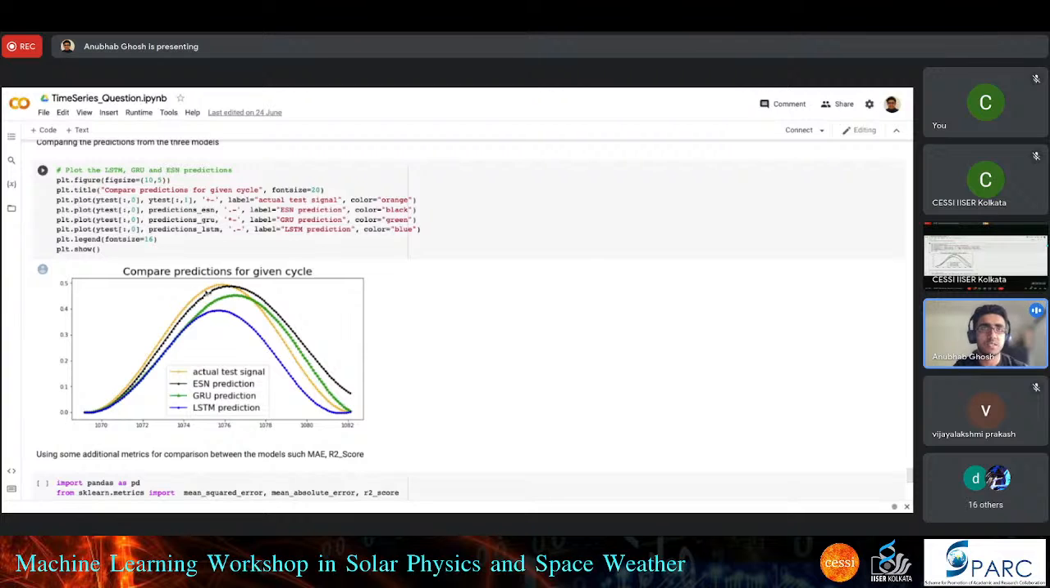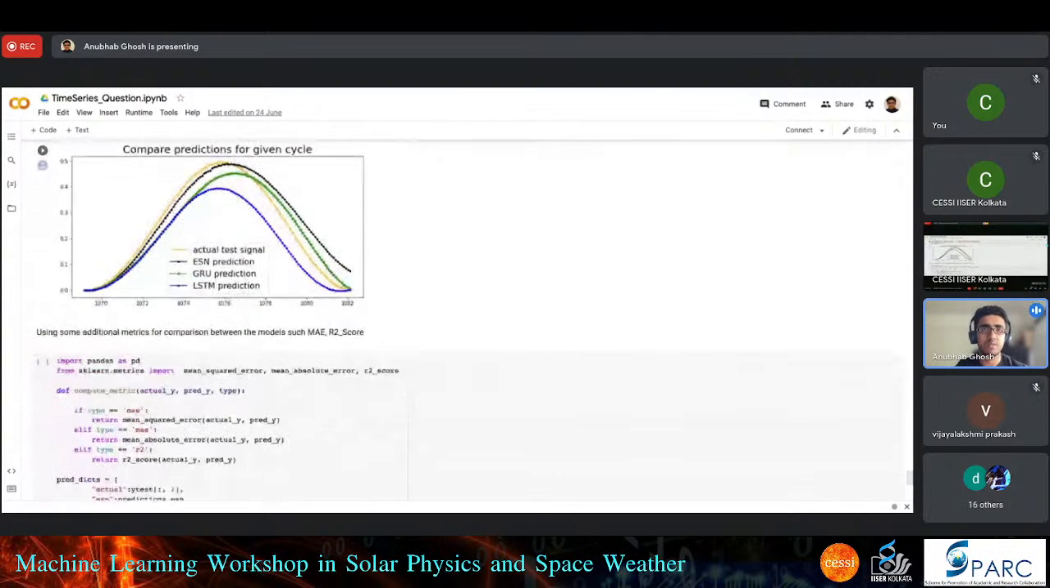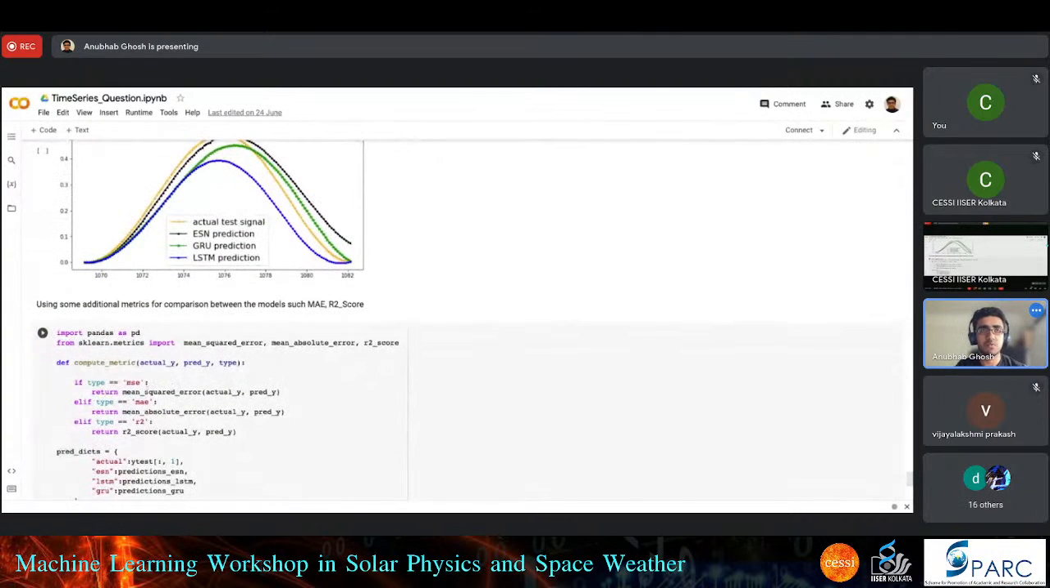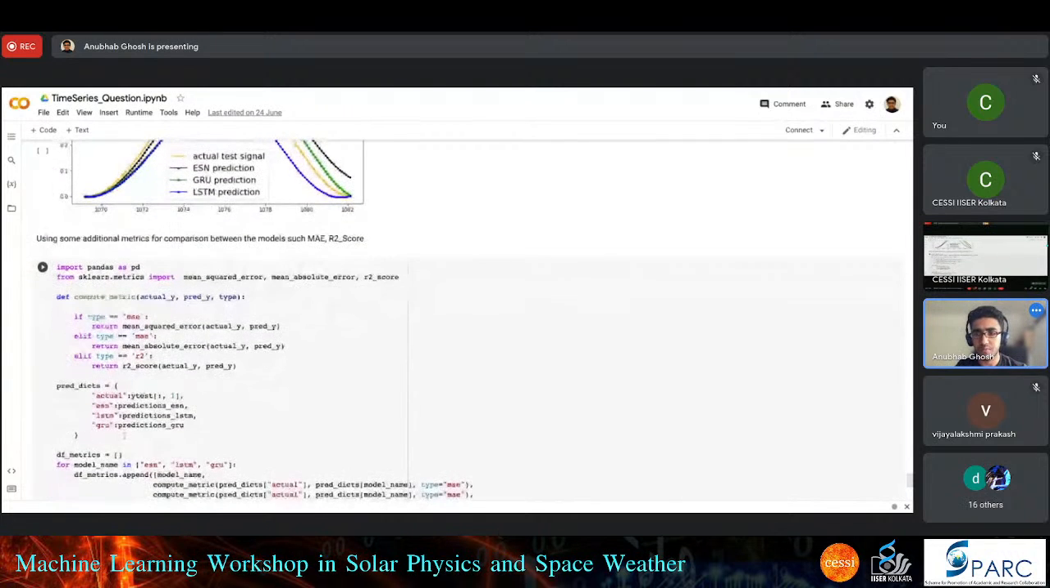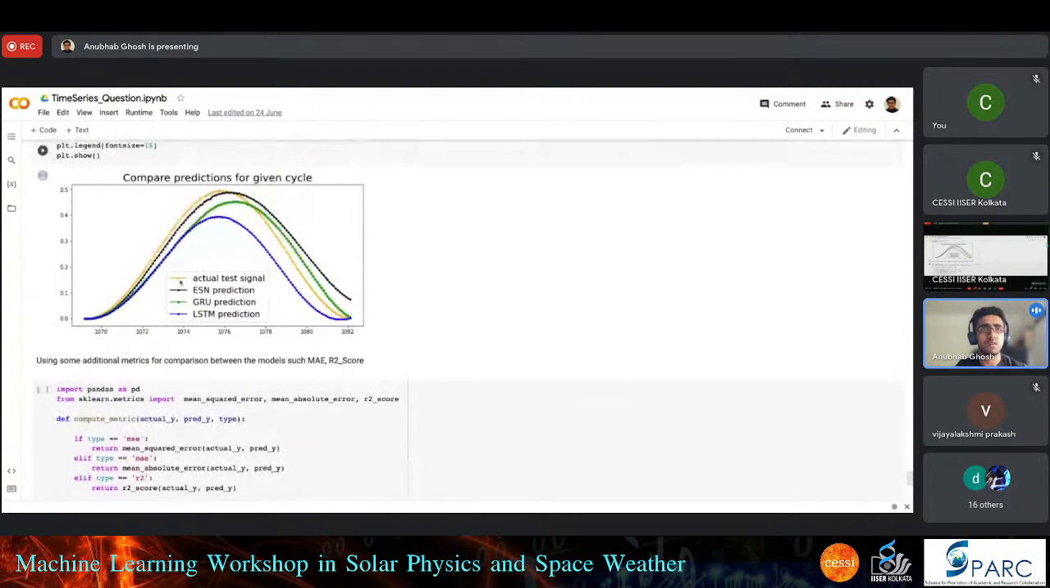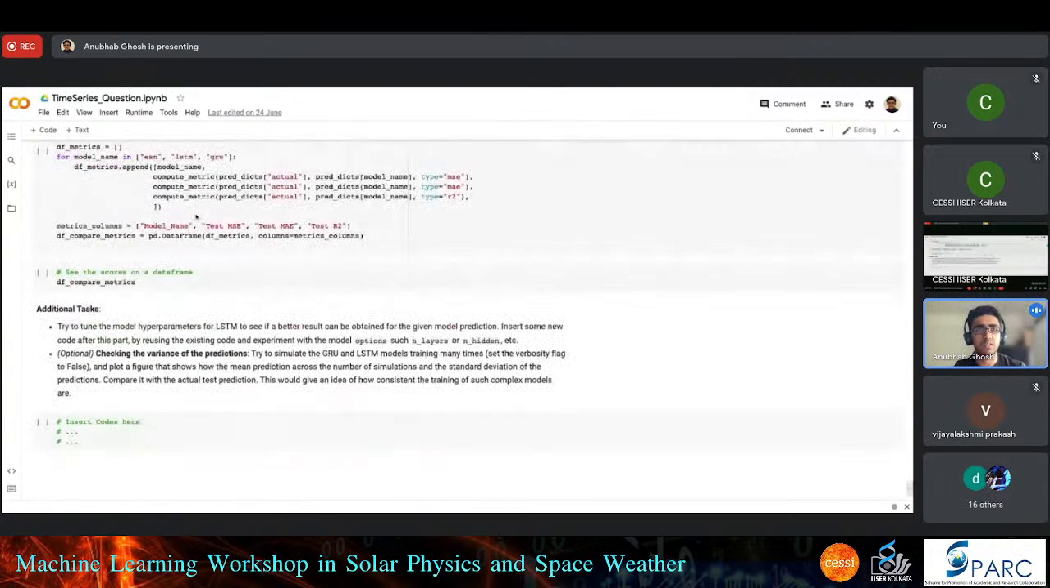At least in the first cycle, it tries to follow a lot. Then you see predictions by the GRU and also the prediction by the LSTM. And then you can compare quantitatively using metrics such as mean square error, mean absolute error and R2 score. I think these were introduced in the first few tutorials, of how these metrics work between the test signal and your predictions. So you have some quantitative estimates.